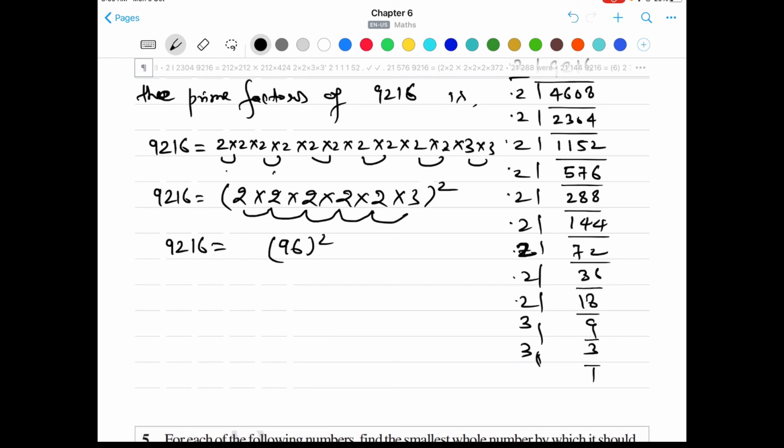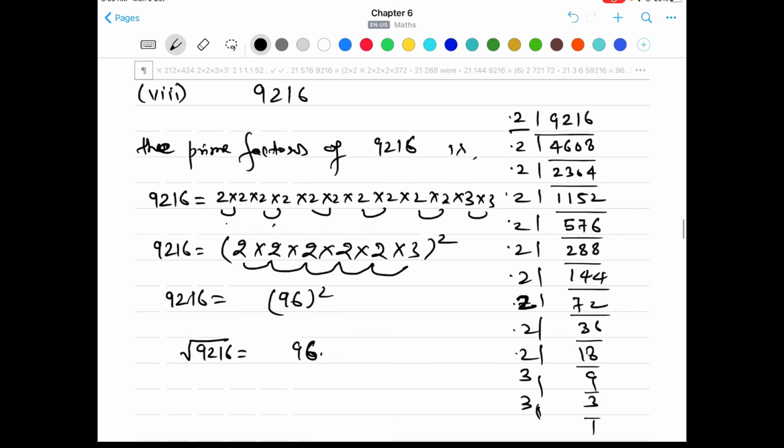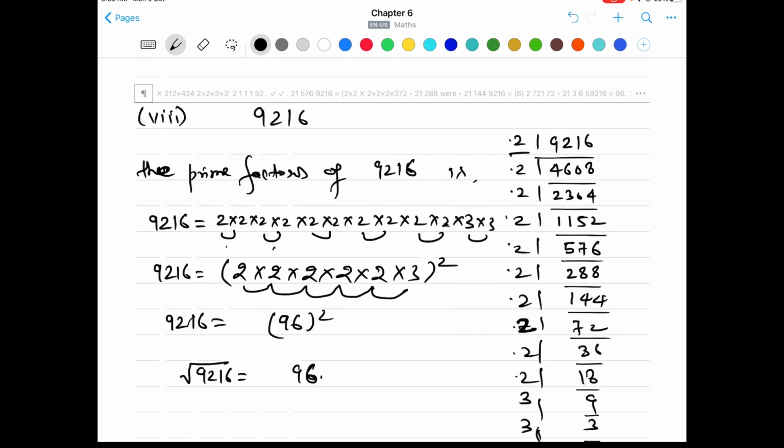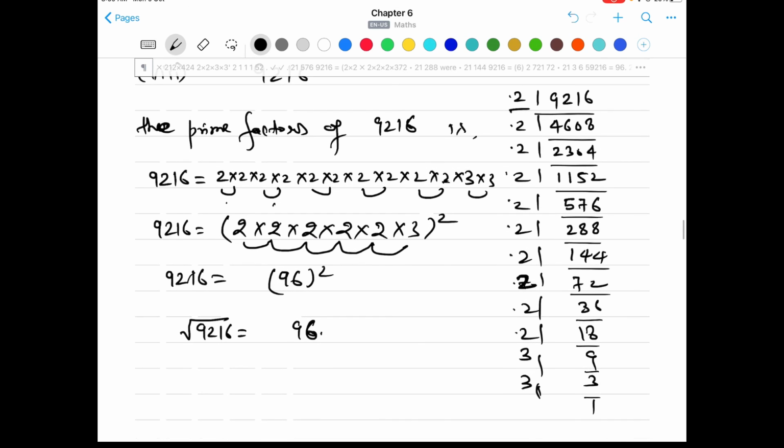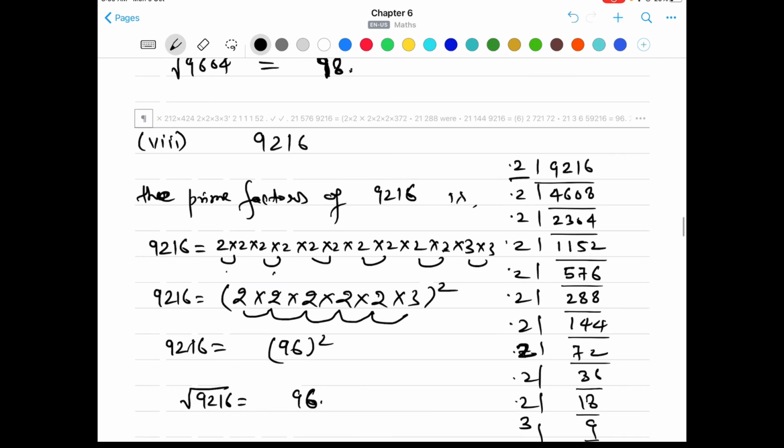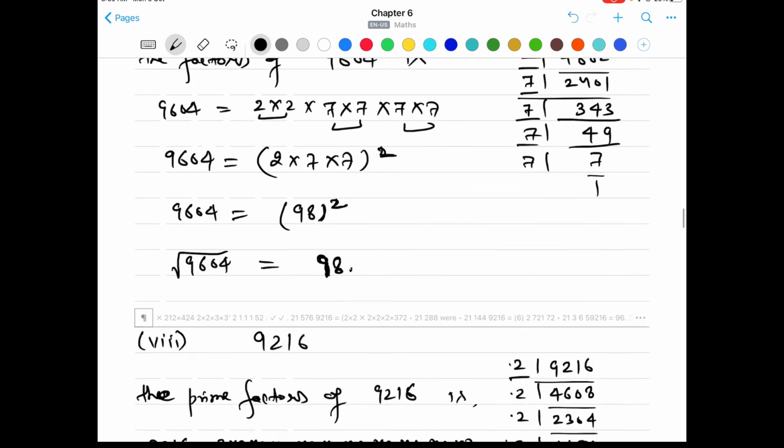So when you shift this square power onto this side, it will become the square root of 9216, which is equal to 96. Okay, that's how we find the square root of any number using the method of prime factorization. You can use this method to find the square root of any small or large number. I hope you understood.